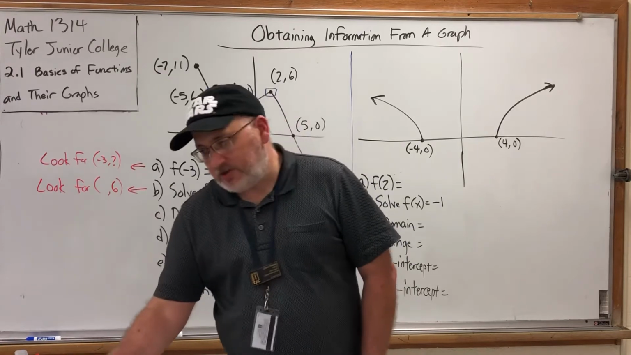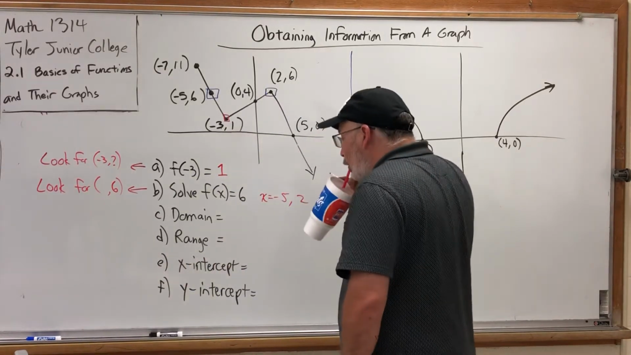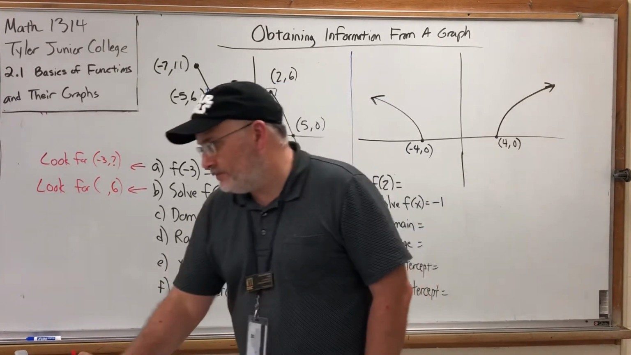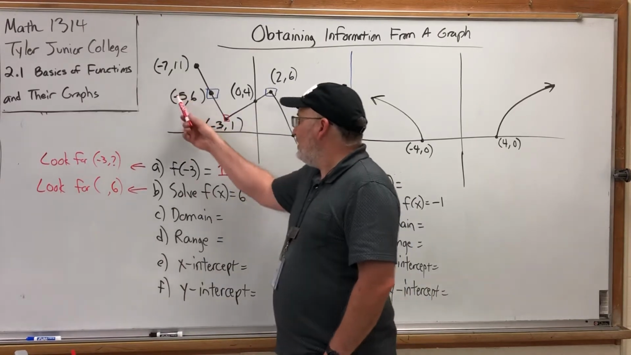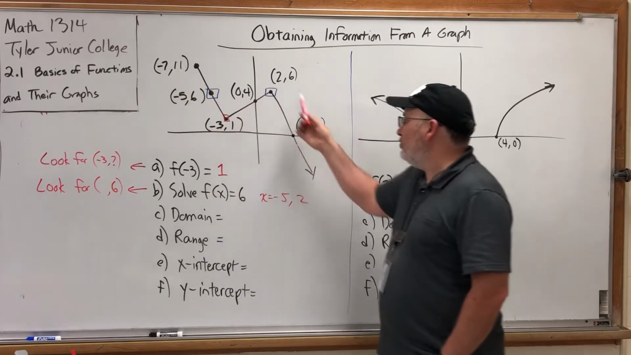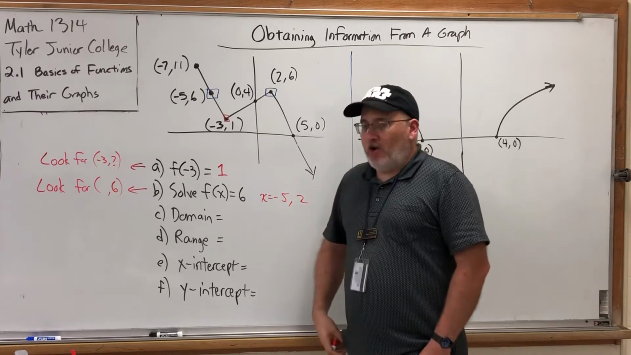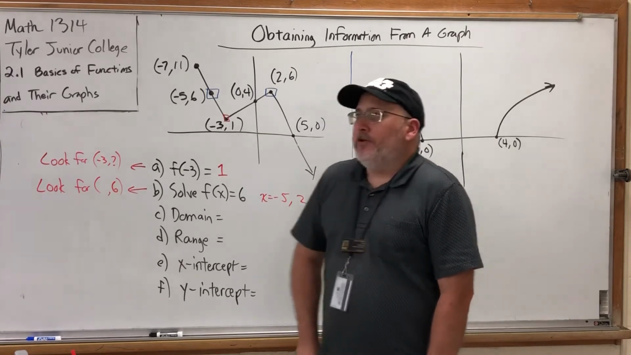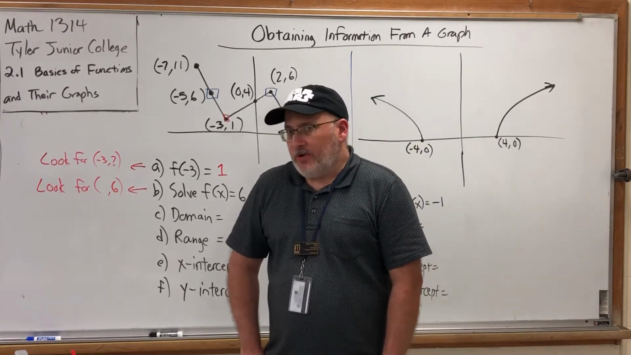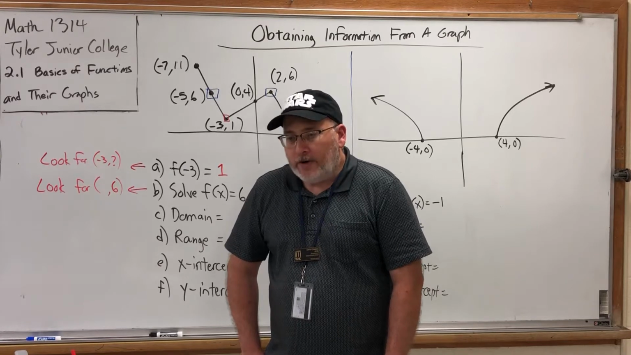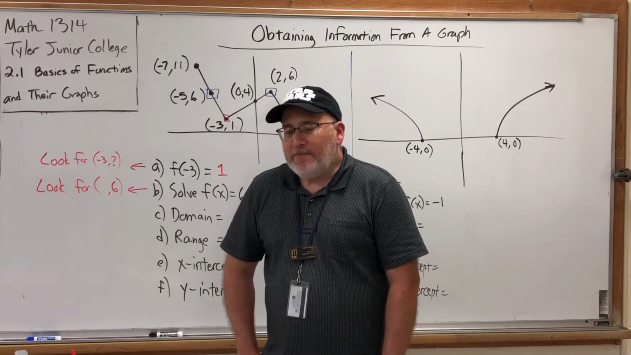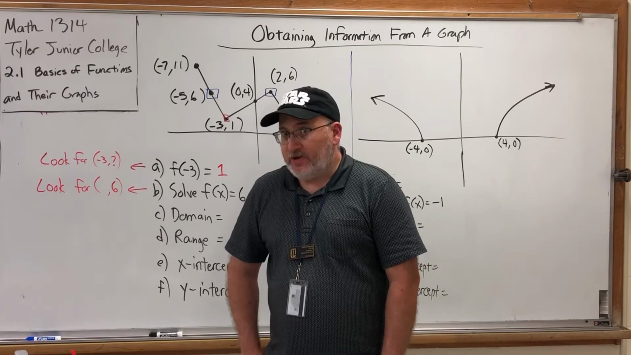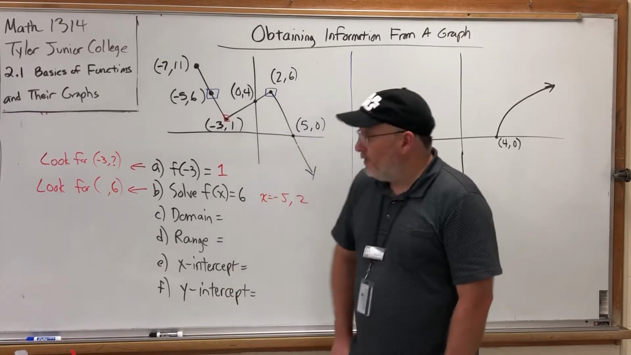I know how to do this. Domain is x's, range is y's. So, the domain is -7, -5, -3, 0, 2, and 5. And you would be wrong. Well, you're not wrong in the sense that those numbers aren't in the domain. They are, but there are many, many more numbers that are not listed explicitly.